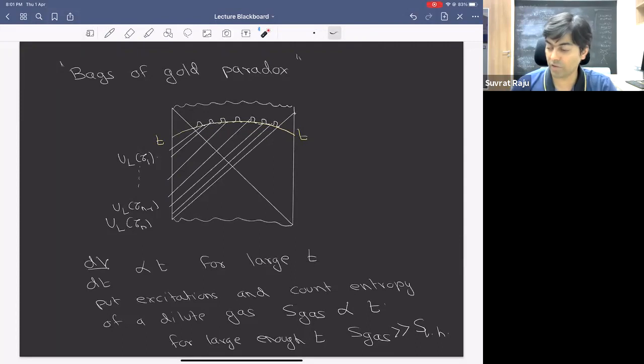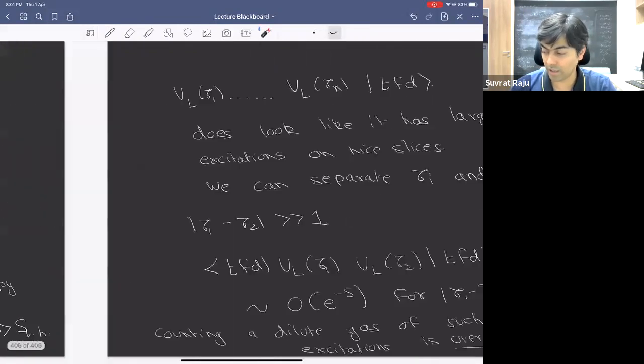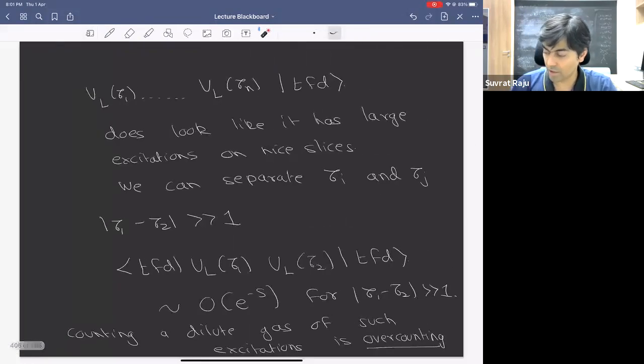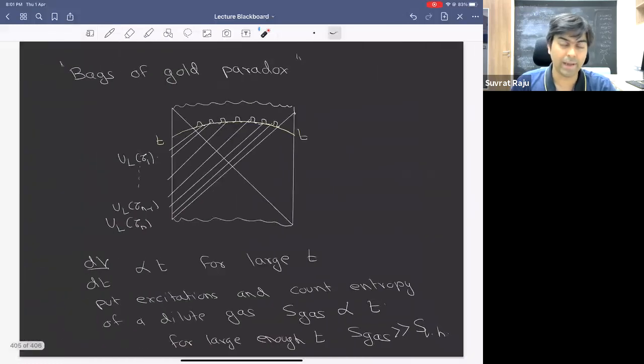And the answer, of course, is that you didn't compute the inner product correctly. You computed some inner product. You forgot about this fat tail, and so you counted a lot of states which were not quite orthogonal. You counted states which were not orthogonal, and that's what saves you. That's what tells you that, look, the entropy is actually proportional to the area here, and it's not proportional to this volume that's sitting inside here.